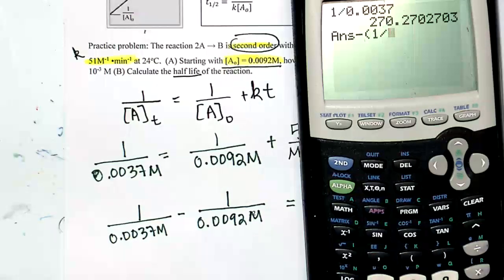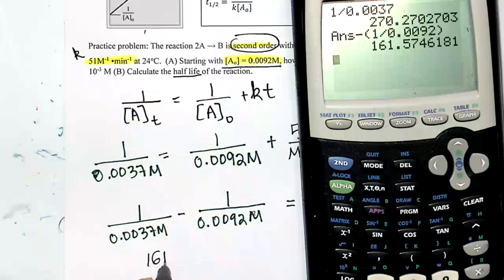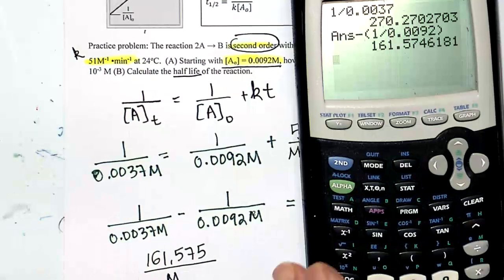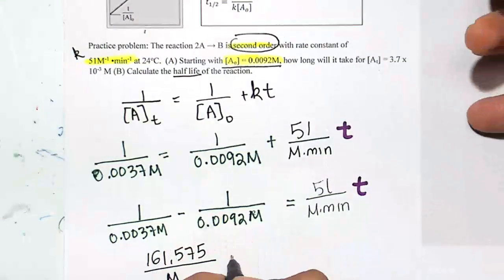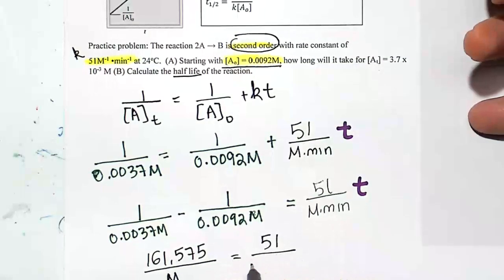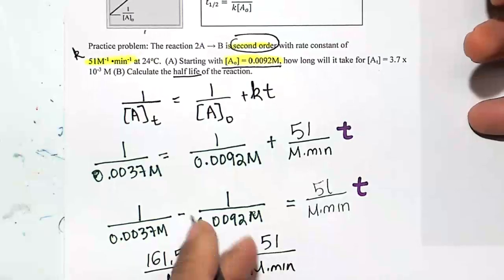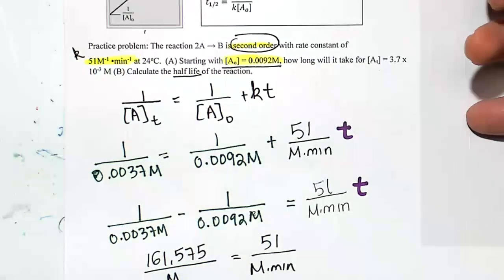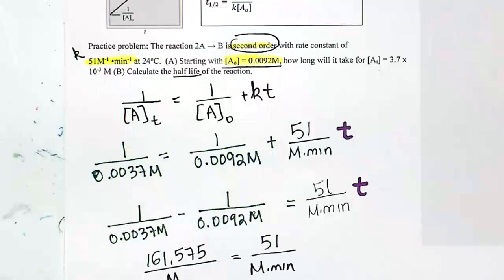Okay, minus divided by 1 divided by 0.0092. I'm getting 161.575. Okay, I will add some extra digits in there. 161.575 divided by M equals 51 inverse molar inverse minutes times T. Okay, now we'll solve for T. This should be able to solve our problem.